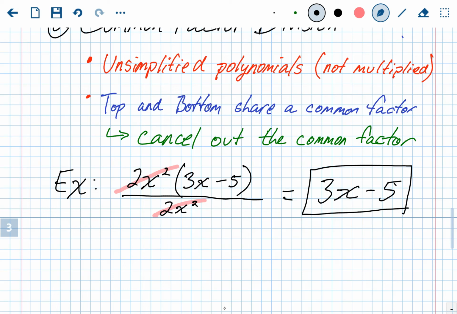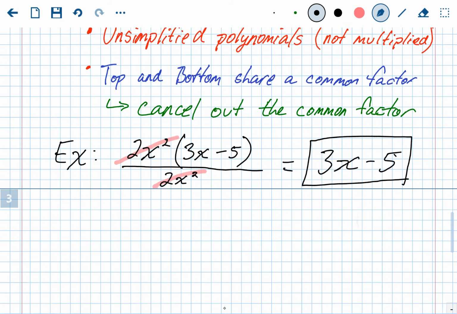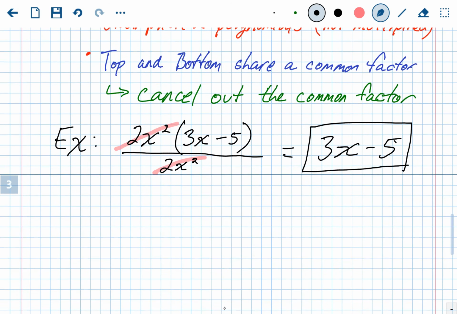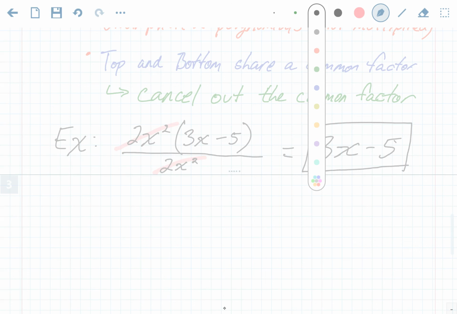Okay, that counts as a division. Anytime there's a fraction, it counts as a division, and anytime we're simplifying that fraction, that counts as a division. So that was a polynomial division of two common factors on top and on the bottom. Now, one thing to note is that it has to be in unsimplified form. It has to be that multiplication of two things on top. So on top here, we had 2x squared, a monomial, times 3x minus 5, a binomial. So this is the product of two polynomials.